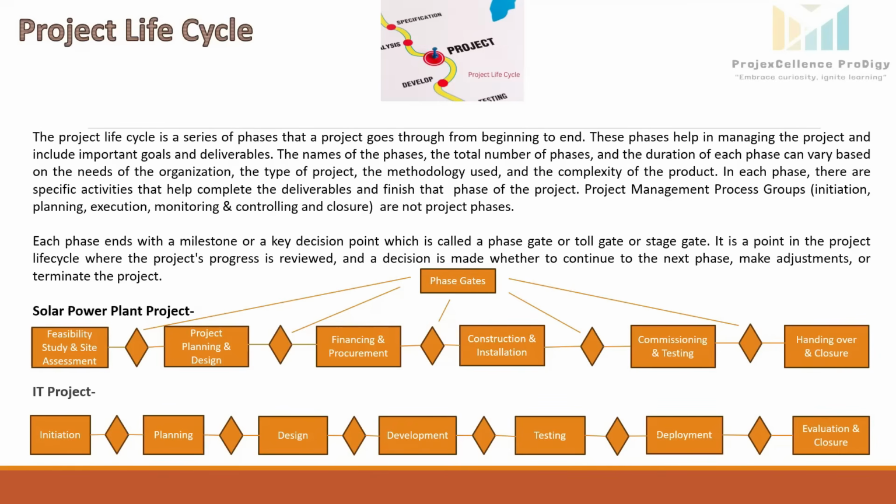and design. So in this phase, the detailed project plan, detailed design document, and all three baselines, cost, scope, and time, and resource plan, these will be the deliverables of this particular phase. Again, at the phase gate, each deliverable will be assessed. Then project will move to the next phase, financing and procurement.